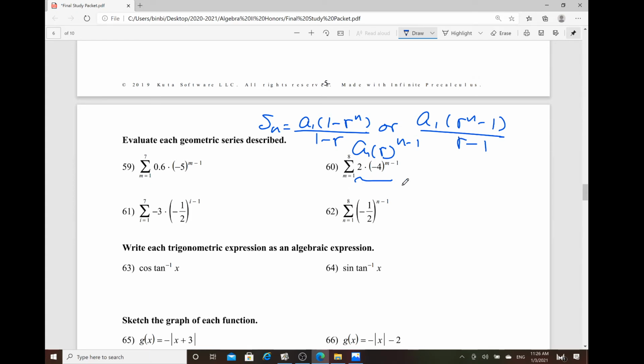Okay, so plugging in the numbers, we have S sub 8, and we're doing number 60. So a sub 1 is 2, and the common ratio is negative 4 to the power of 8, minus 1, all over the common ratio, negative 4 minus 1. So this one is 2 over negative 5, because negative 4 minus 1 is negative 5, so just separate the fractions. And then negative 4 quantity to the power of 8. Negative 4 times negative 4 is 16, so 16.